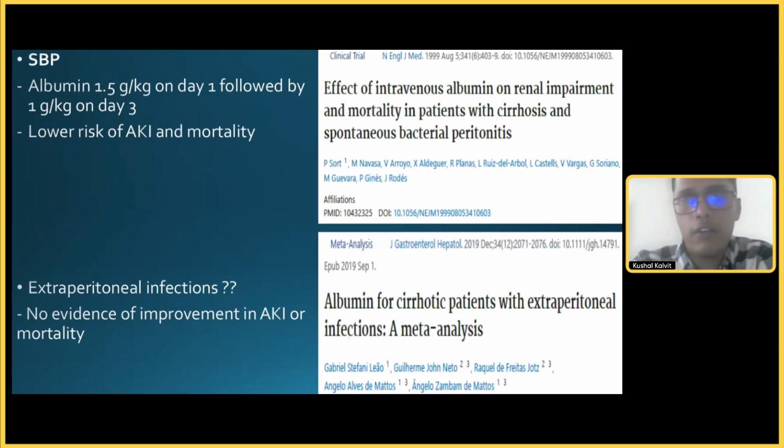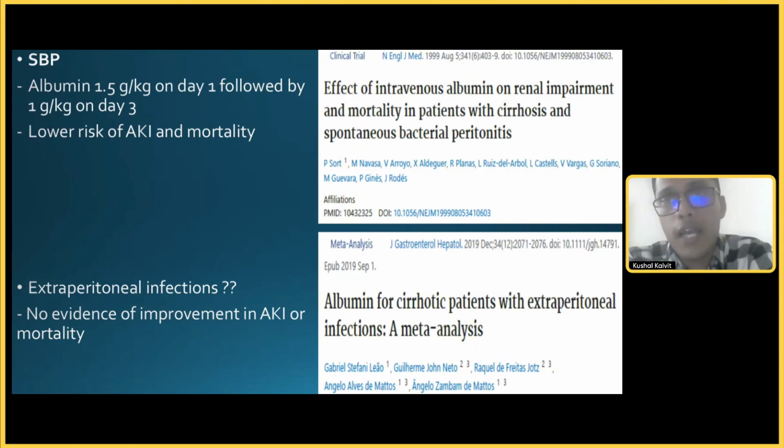Coming to the third common indication is infections. So spontaneous bacterial peritonitis, a very well-known complication of decompensated cirrhosis. And whenever we have a patient of SBP, since 1990s, it is known that albumin helps after this trial by Sort and the team. So albumin is to be given at a dose of 1.5 grams per kilo on day 1, followed by 1 gram per kg on day 3.